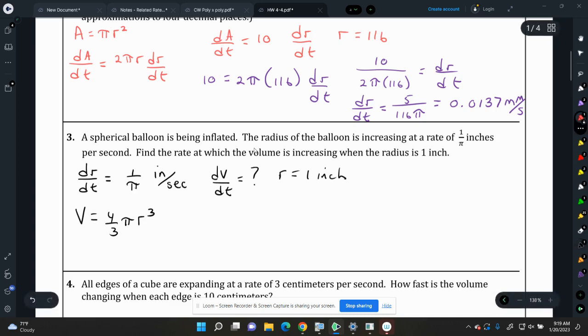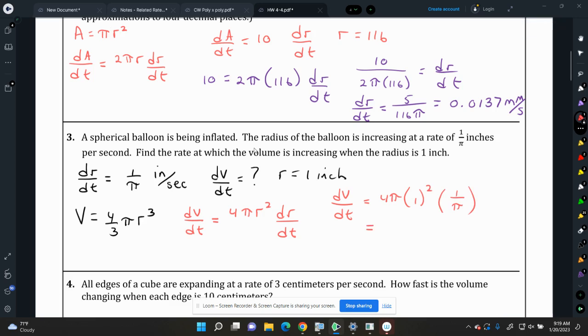Okay. So that means dV/dt equals, we're going to bring the 3 in front, so that becomes 4 pi r squared dr/dt. Okay, looking for dV/dt, so we have dV/dt equals 4 pi r squared, so that's 1 squared, times 1/pi. So we get, the pi's are going to cancel, so it looks like it's just 4.